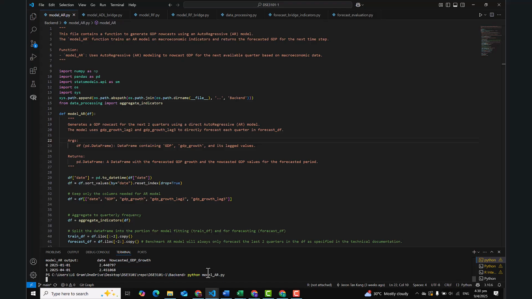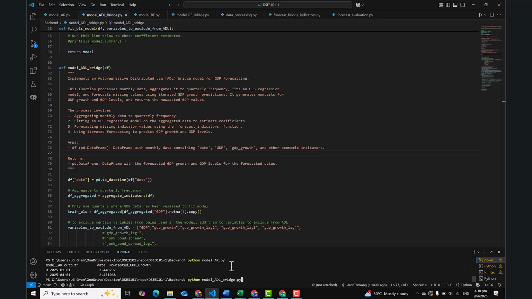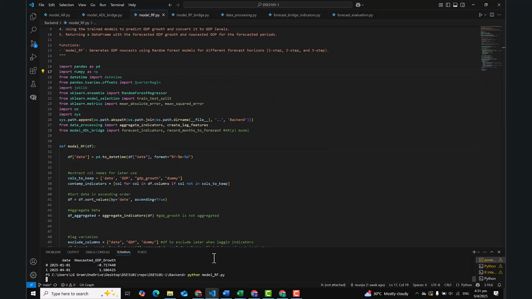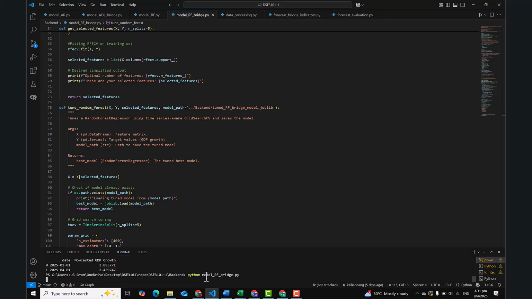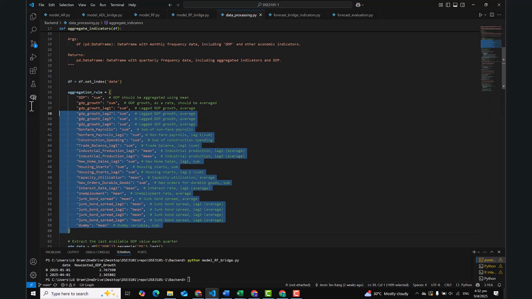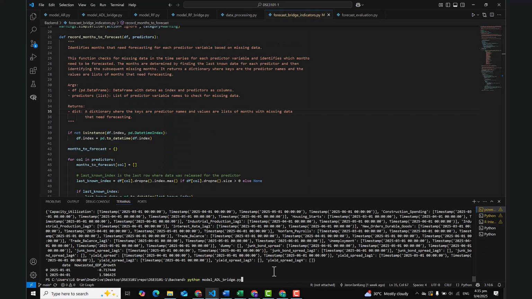This is the forecast for AR benchmark. This is the forecast for ADL bridge. This is the forecast for RF benchmark. This is the forecast for RF bridge. This is the aggregation rule for the monthly indicators. This function creates a dictionary that detects the months where each indicator is unreleased.